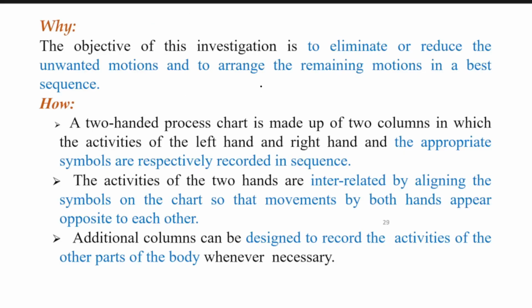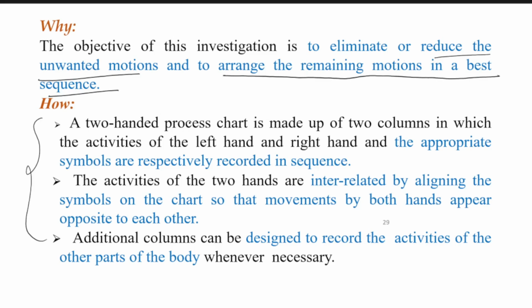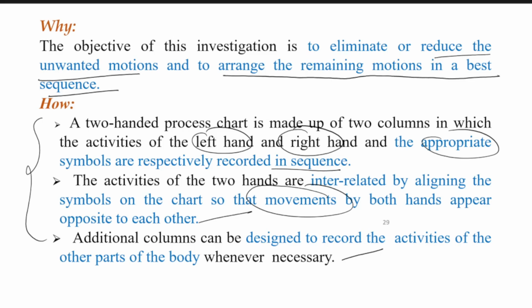So why are these used? To eliminate or reduce the unwanted motions, to arrange the remaining motions in the best possible sequence. Now, in case of the two-handed chart, there are two columns in which the activities of the left hand and right hand with the appropriate symbols are recorded in sequence. Then the activities of the two hands are interrelated by aligning the symbols on the chart so that the movements by both hands appear opposite to each other. Additional columns can be designed to record the activities of other parts of the body whenever necessary.